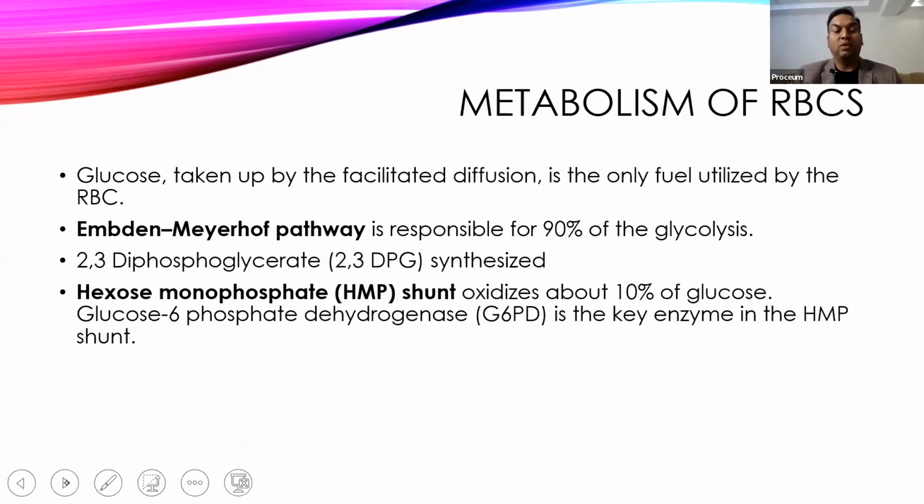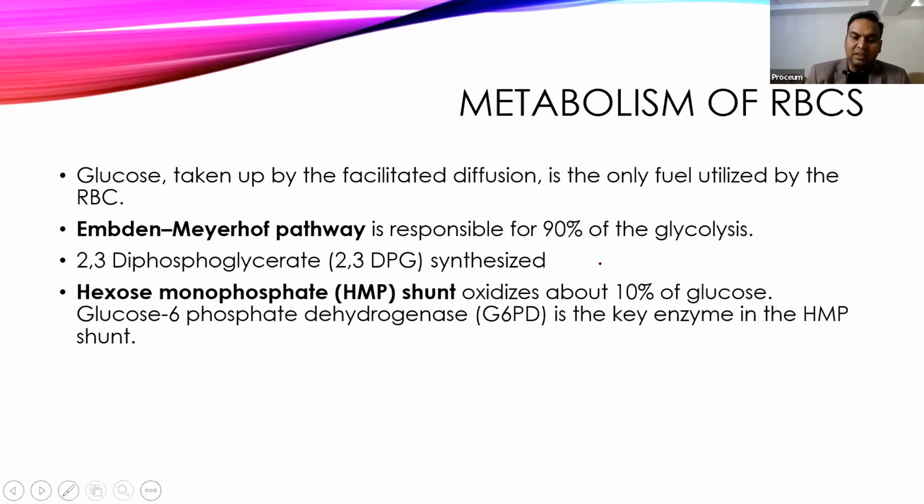Then metabolism. Glucose is the only fuel utilized by the RBC, and this usually goes by facilitated diffusion, always from the blood to the RBC. They don't require any other mechanism. And 90% of the glucose is metabolized by the EMP pathway, which is the commonest mechanism. The EMP pathway is also called the glycolytic pathway. The remaining 10% takes a shortcut, called the HMP shunt, which produces less energy from the glucose as compared to the EMP pathway.